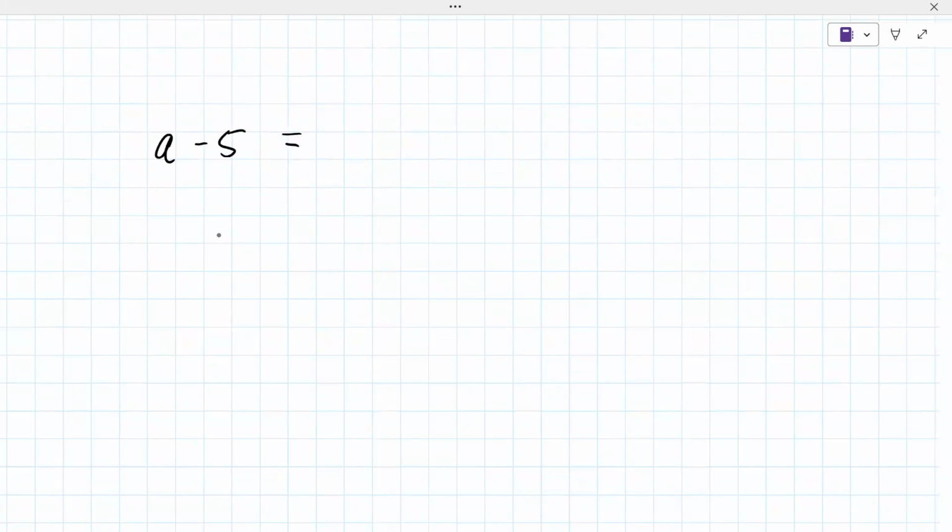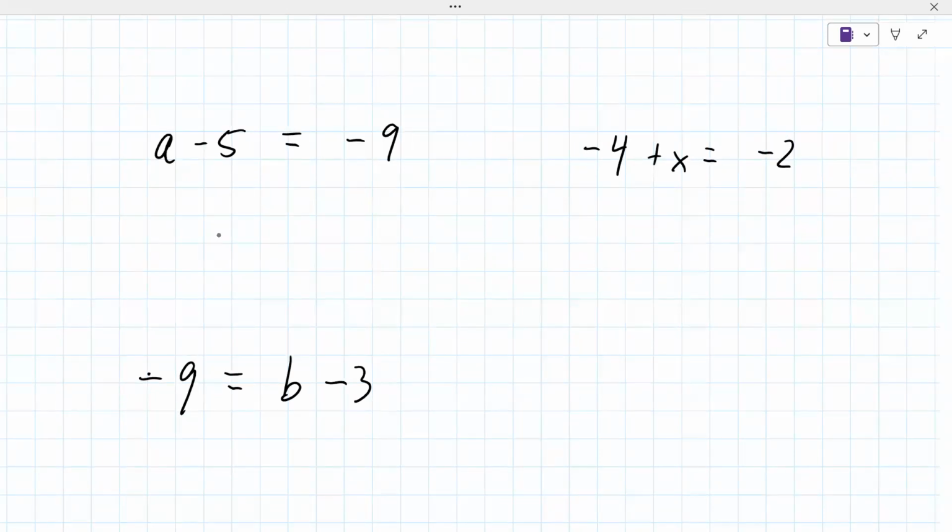A minus 5 equals -9. -9 equals b minus 3. -4 plus x equals -2. 6 equals y minus, sorry, let me change that up here. -2 plus y. All right.